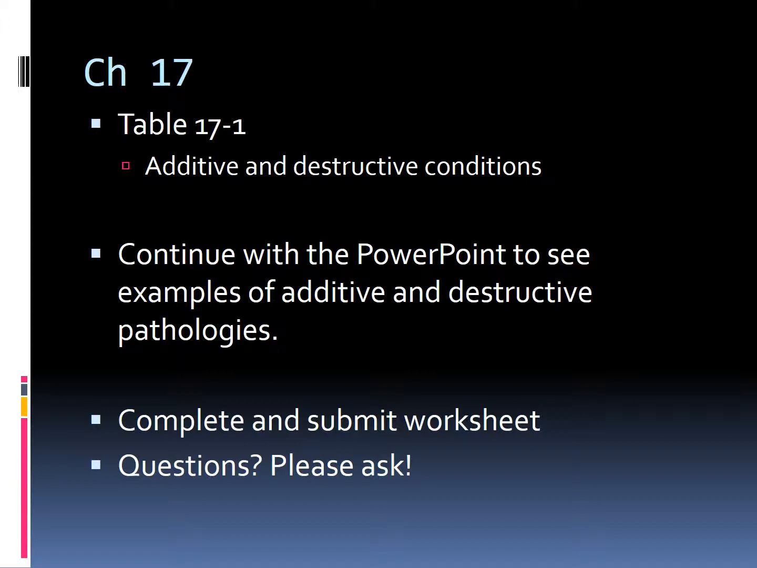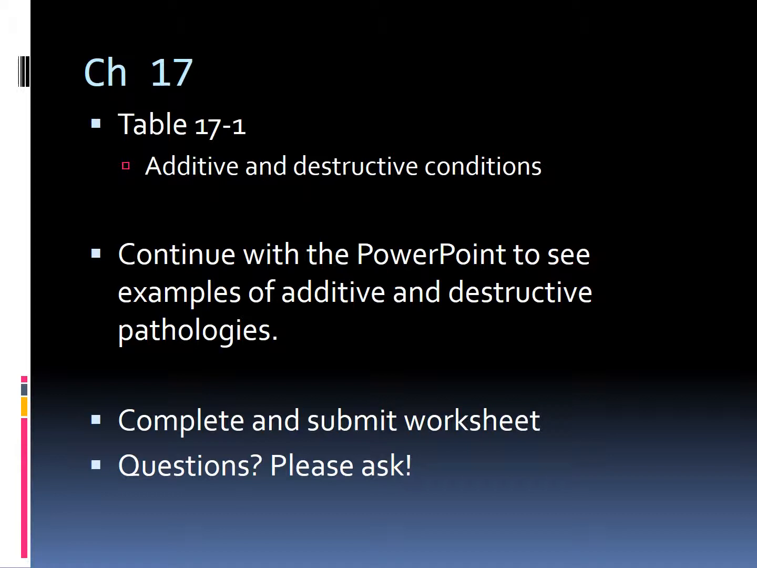They do have a list of a few of the additive and destructive conditions on Table 17-1 in your text, so I urge you to go over those, commit those to memory, or at least understand why they are in the columns that they are. They do go into specific conditions of the chest and abdomen and so forth, but in the PowerPoint, there are a bunch of examples of the pathologies. So please review all of those that I have listed in the next few slides.